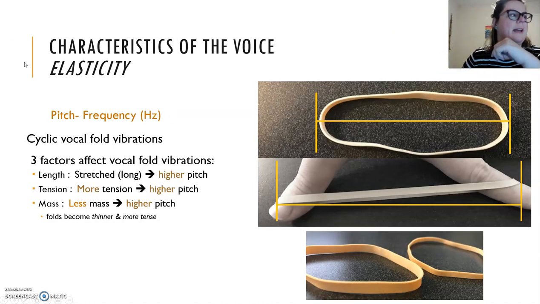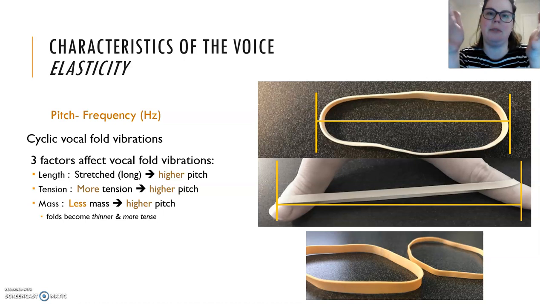On the flip side of that, when we have elasticity or the pitch of the voice, we're talking about the length, the tension, and the mass. And that relates to how many times the vocal folds can vibrate within 1 second as we're talking. So the more times it vibrates per second, the higher the pitch. The fewer times it's vibrating per second, or that opening and closing of the vocal folds, the lower the pitch. So I like to think of it in terms of rubber bands when we talk about the mass, the length, and the tension of the vocal folds.